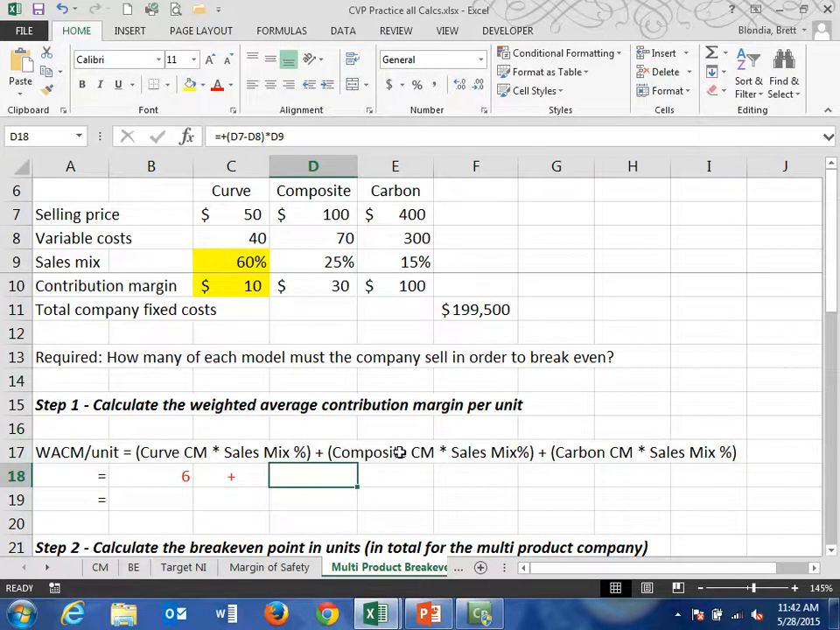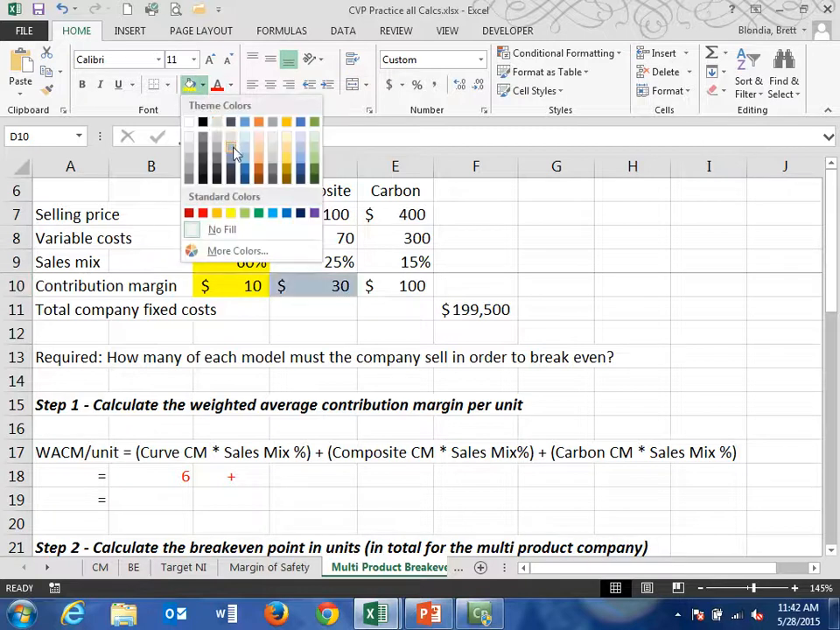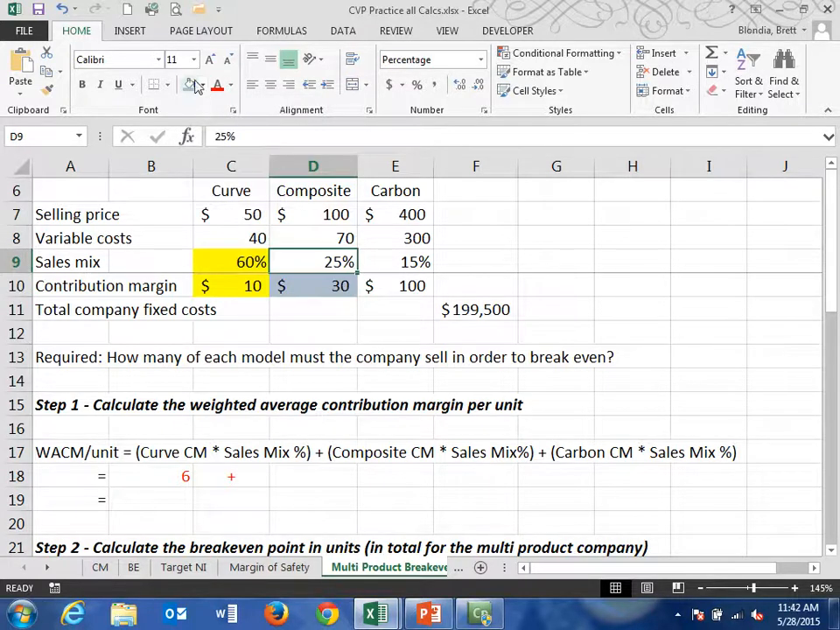Now I need to add that to the weighted average contribution margin for the composite stick. The composite stick has a contribution margin of $30 per unit and a sales mix of 25%. So if I take $30 and multiply it by 25%, I get a weighted average of $7.50.